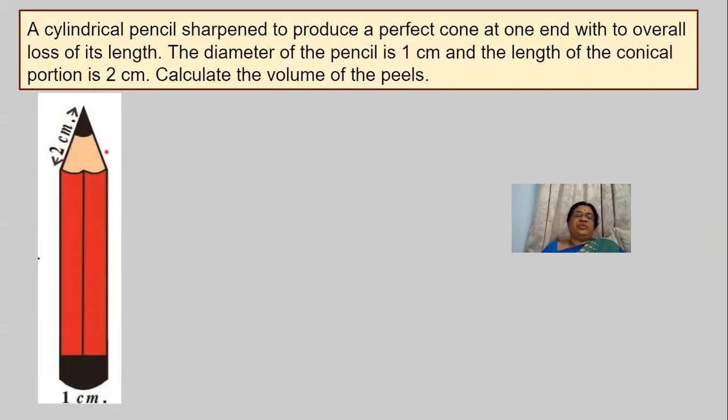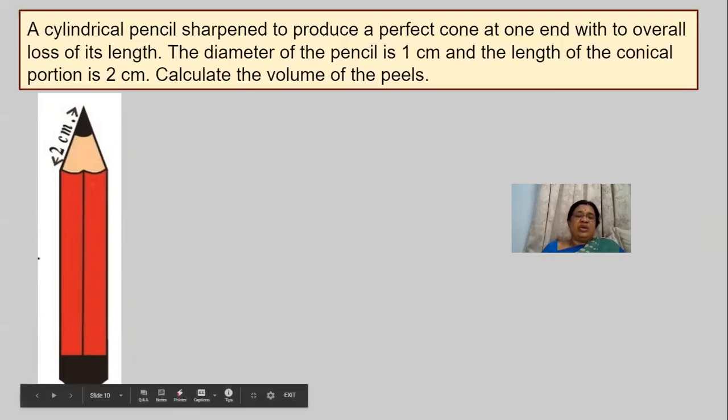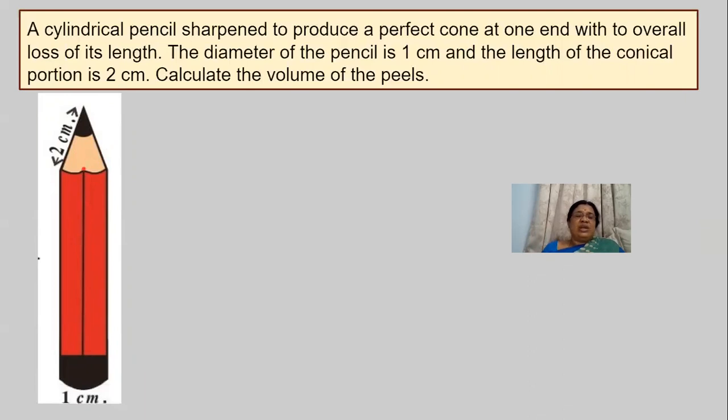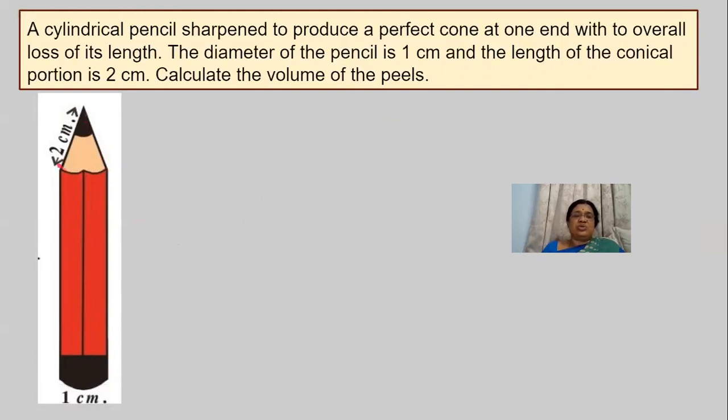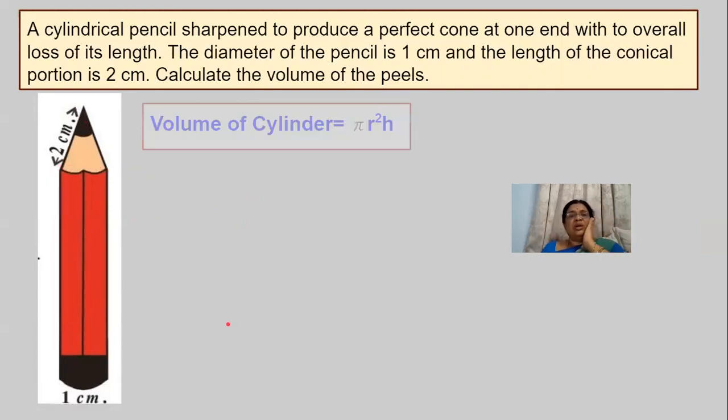That weight you have to find out. For that weight, we need not consider the total pencil. We'll consider only this portion. So the diameter of the pencil is given. It is 1 centimeter. So here the diameter will be 1 centimeter, and the length of this conical portion is given. It is 2 centimeters.